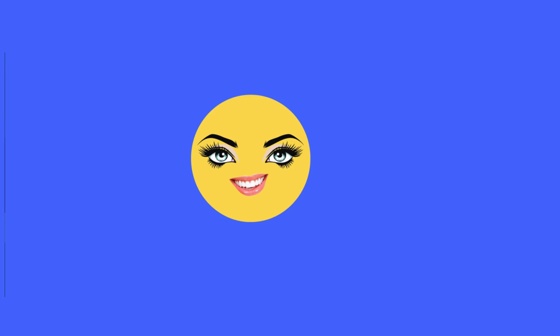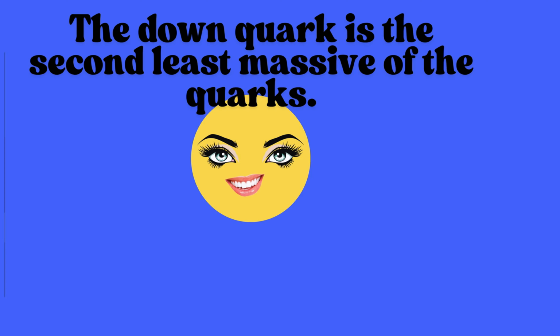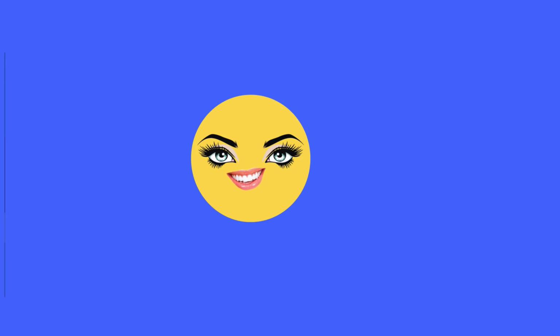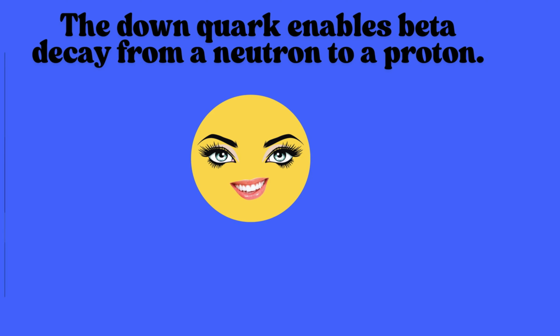Now let's move on. I am the down quark, and my symbol is D. I'm the second least massive of the quarks. I partner with the up quark in nucleons. I'm responsible for the neutron's neutral charge. I enable beta decay from a neutron to a proton.